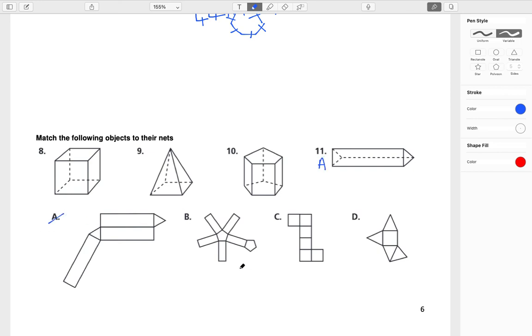And then you will notice that, okay, I see there's a triangle and a square base. So it must be D for number 9. And then for 8, you notice that it's all square. So all square, so it must be C. And then for D, it looks like I have a pentagon. 1, 2, 3, 4, 5. Over here, pentagon shape. So it must be B.